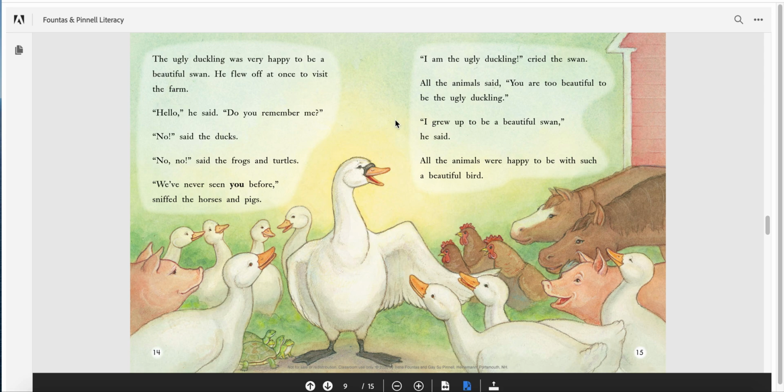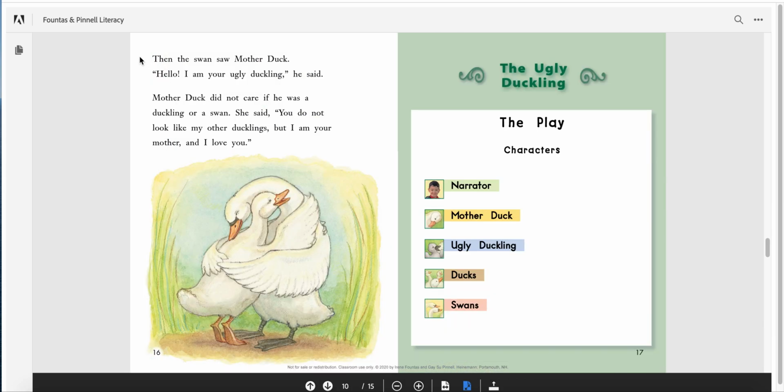"I grew up to be a beautiful swan," he said. All the animals were happy to be with such a beautiful bird. Then the swan saw Mother Duck. "Hello, I am your ugly duckling," he said. Mother Duck did not care if he was a duckling or a swan. She said, "You do not look like my other ducklings, but I am your mother, and I love you."